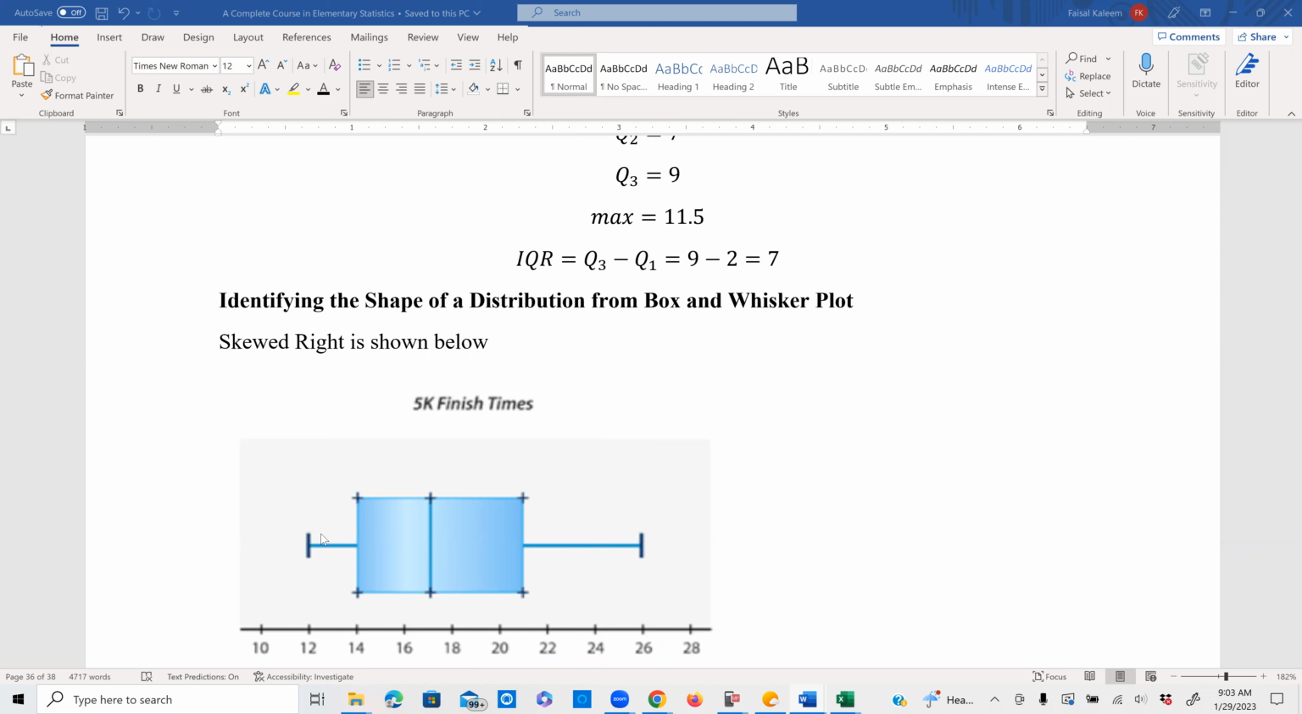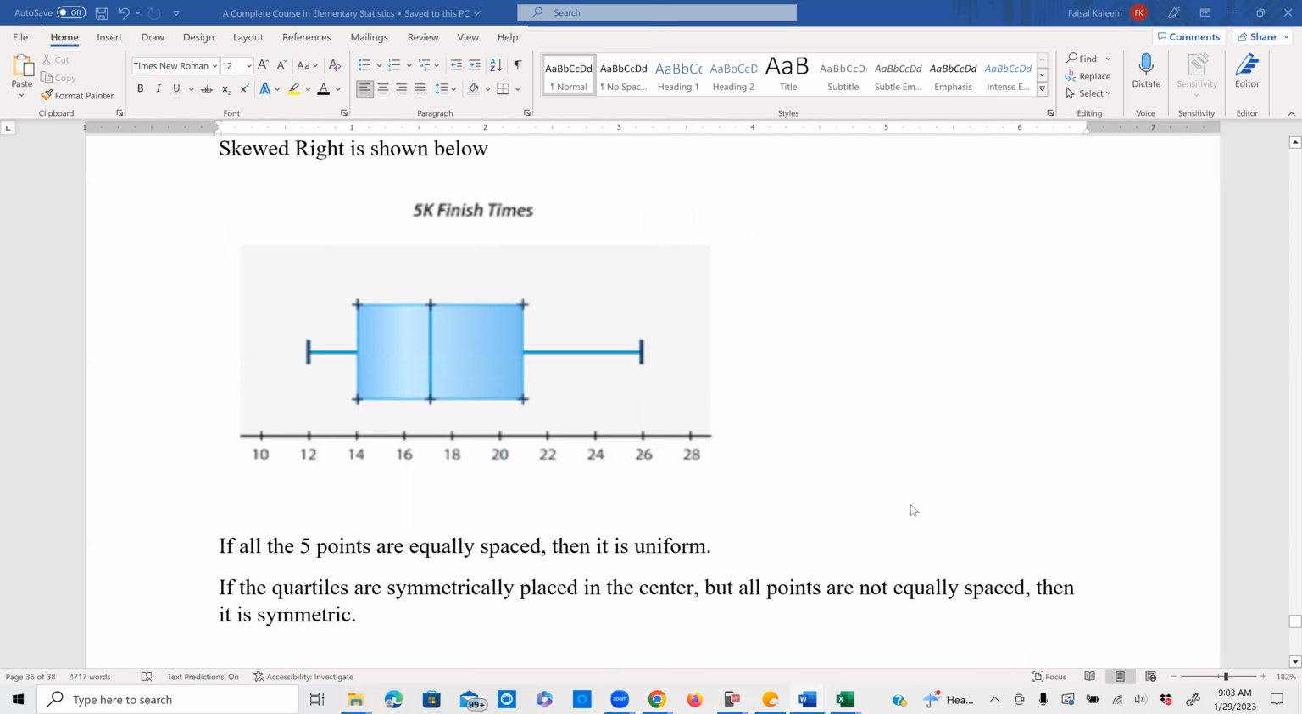And if all the 5 points in the 5-number summary, which means this, this, this, this, and this, are all equally spaced, then it's uniform. And if we have a symmetric situation where the points in the box are the quartiles, so if the quartiles are symmetric in the center, but the points are not equally spaced, then it is a symmetric distribution.